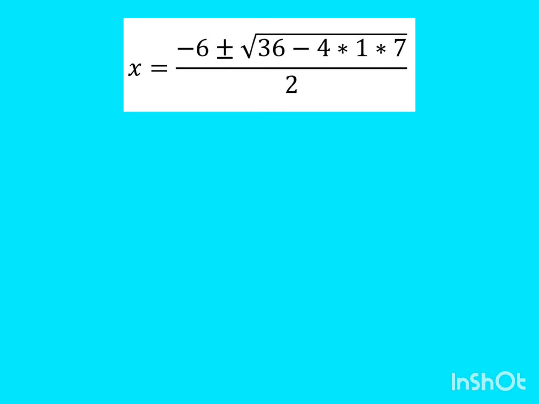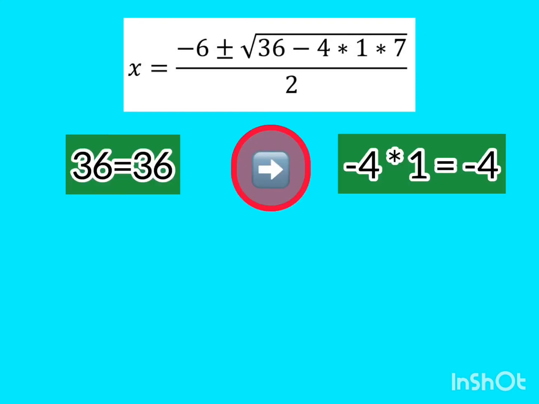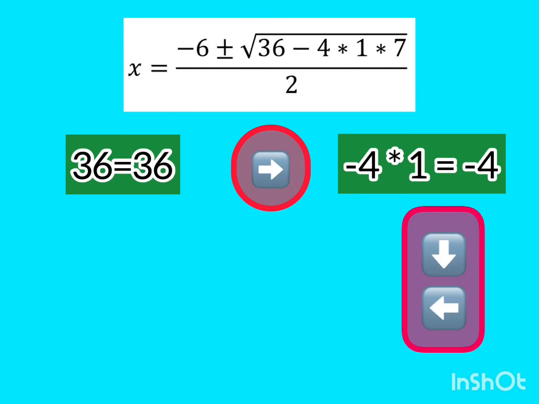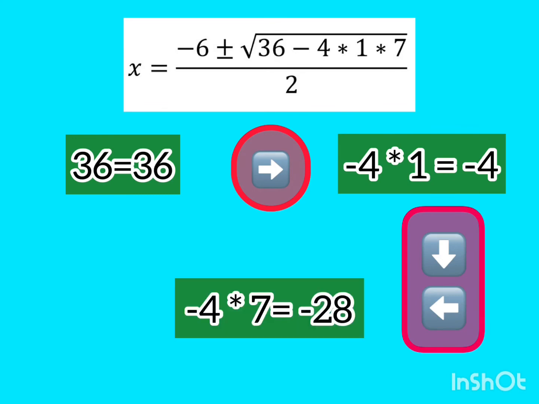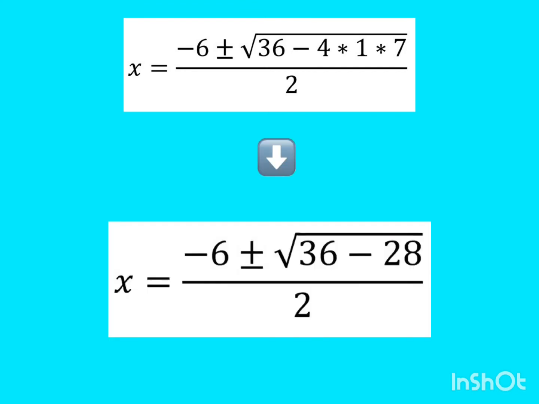So the next step after replacing all the variables is to resolve the operations that are inside of the square root. So 36 minus 4 times 1 times 7. So minus 4 times 1 is going to be minus 4. And minus 4 times 7 is going to be minus 28. So the other equation is going to be minus 6 plus minus the square root of 36 minus 28, all of that divided by 2.